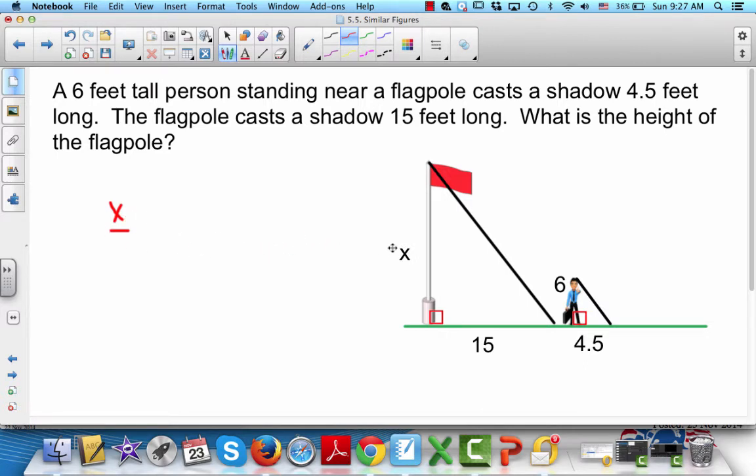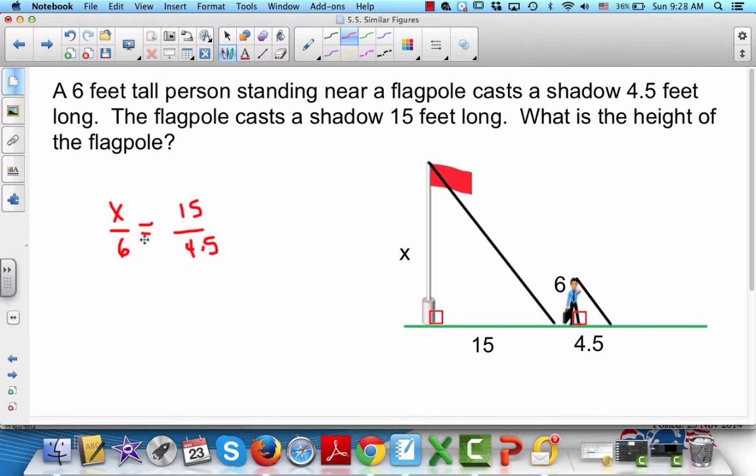All right, so we've got X. What does X correspond to? Yes, the 6 right here, the height of the man. Okay. Then we've got 15, and what does it correspond to? Right, the shadow of the man, which is 4.5.